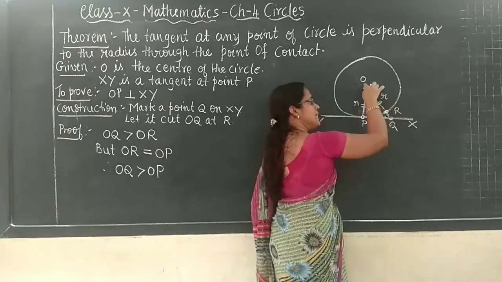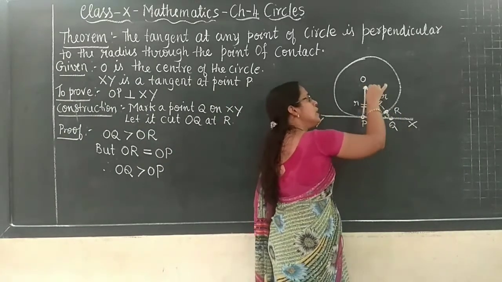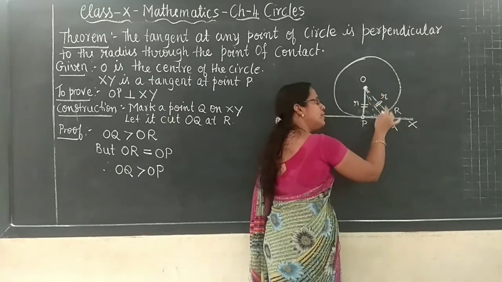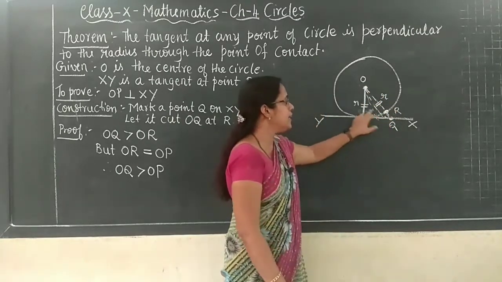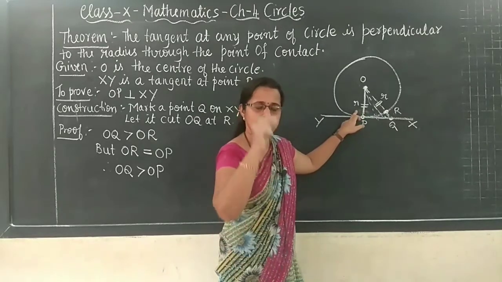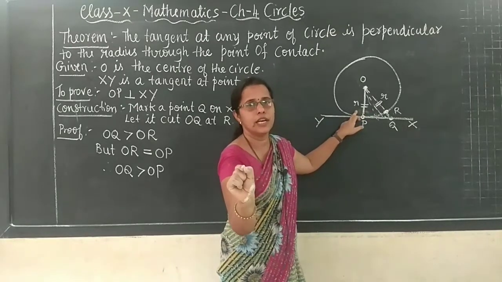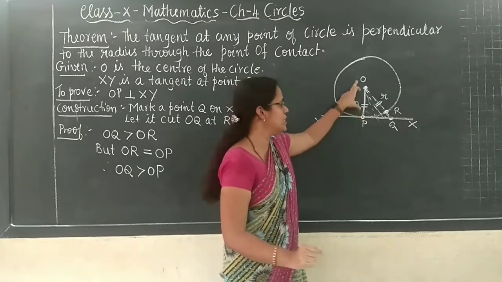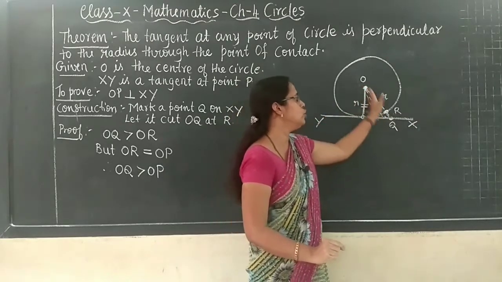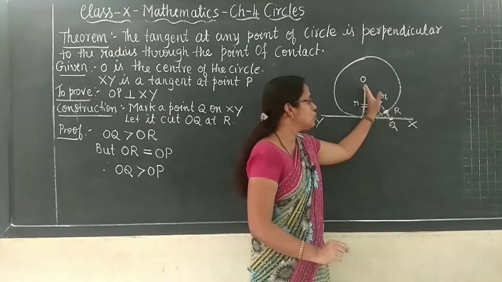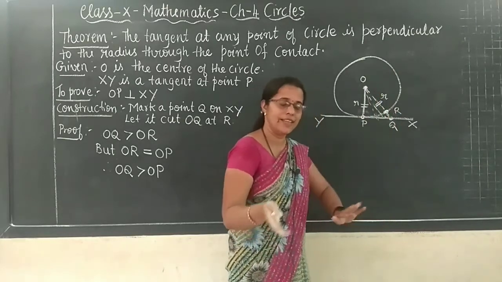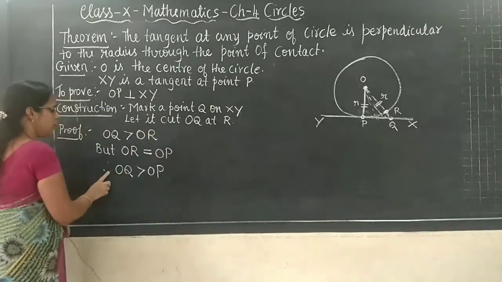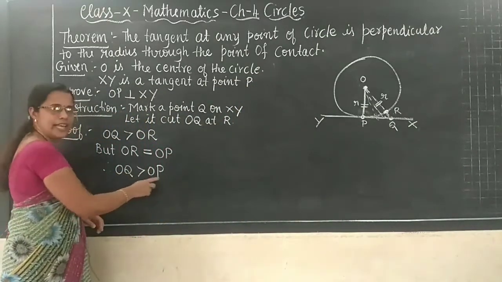OQ is greater than OP. If I draw any number of lines to this, they are all greater than OP. OP is only the smallest in this. That is only the point of contact with the radius here. So this length is the smallest. Any length you draw other than this P is longer than this length. So this much you have to prove. Therefore OQ is greater than OP.